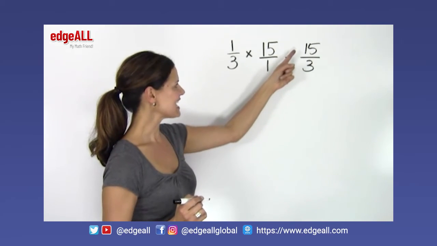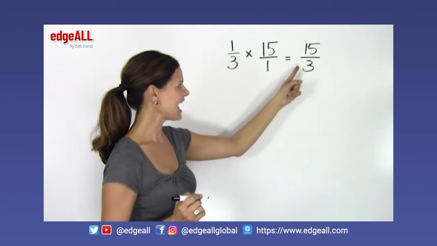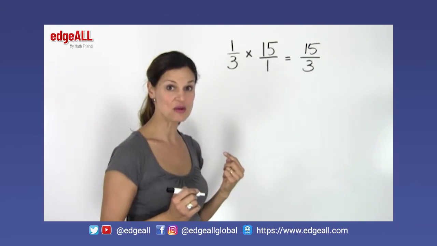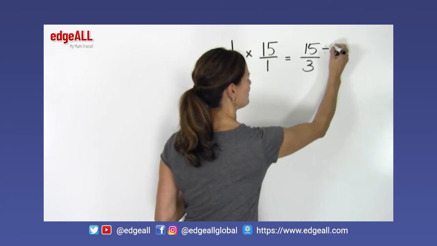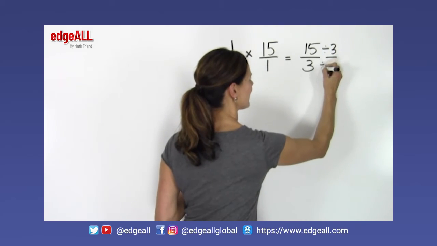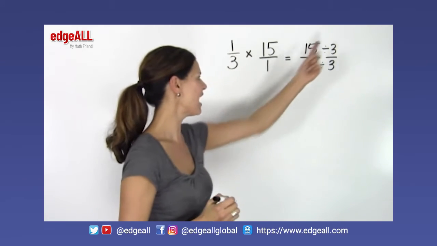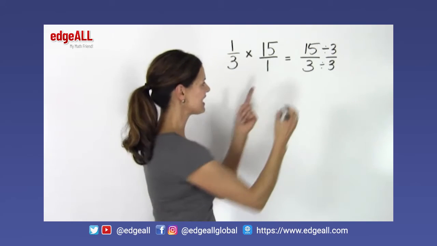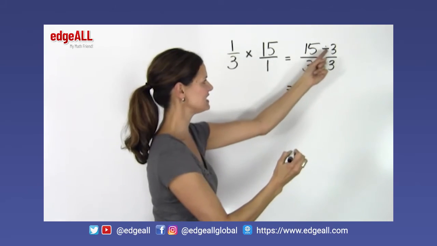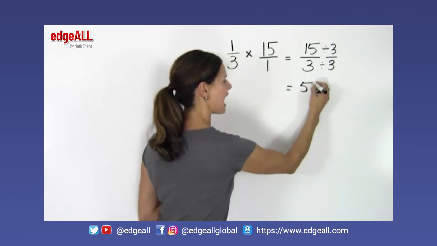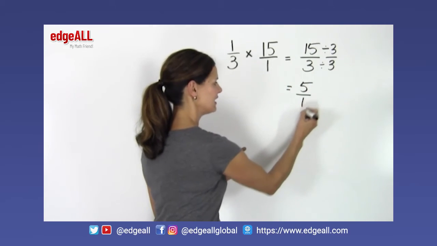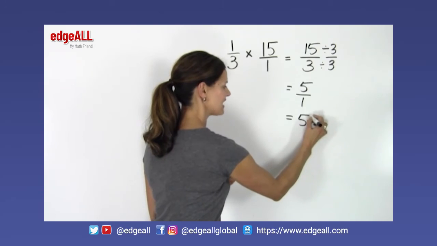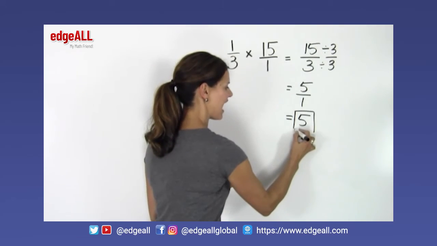So I can see that both my 15 and my 3 are divisible by 3. And if I divide top and bottom by 3, dividing my fraction by 1, I can simplify this to 15 divided by 3 equals 5, and 3 divided by 3 equals 1, which is simply the whole number 5.